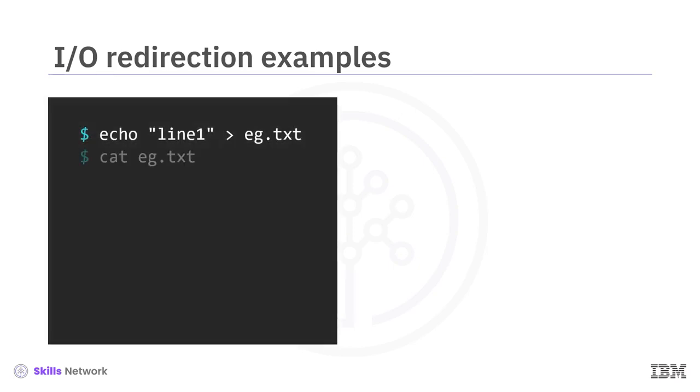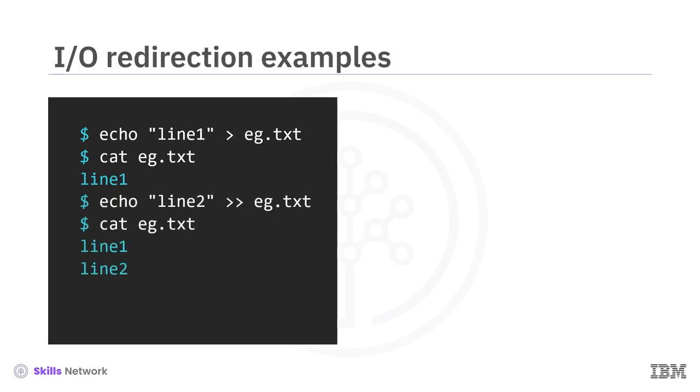You can start by simultaneously creating a file and populating it with some text like this. You can then cat the file to see what's there. As you can see, line 1 was written to eg.txt. Now you can try adding another line to the file. And viewing the contents again, you can see that the file contains exactly the 2 lines you added.